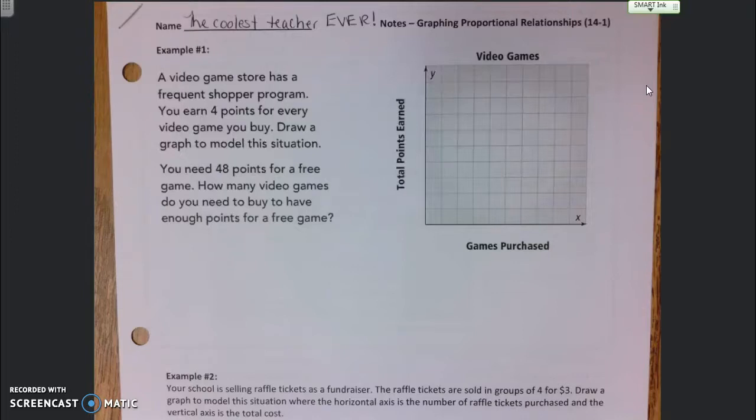Just in case you're curious, this is topic 14 in the pre-algebra version of Digits. We're going to just jump right into some examples here.